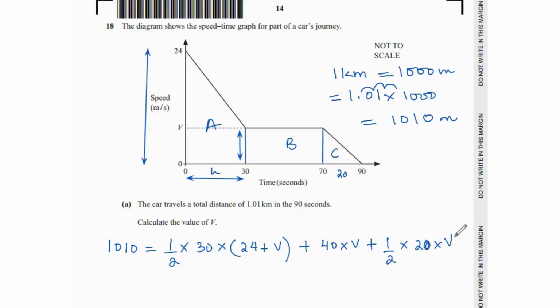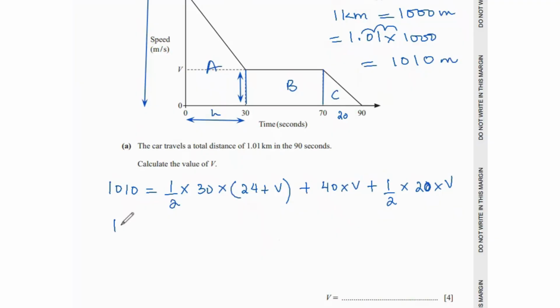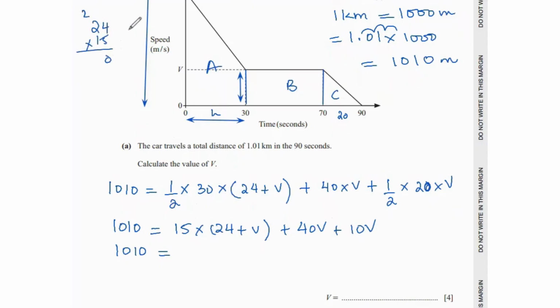So now we will solve this equation and figure out the value of v. So 1010 equals 30 divided by 2 is 15 times 24 plus v plus 40v plus 10v, because 20 divided by 2 is 10. So that's going to be 15 times 24. If we do 24 times 15, that's 360. Plus 15v plus 50v.